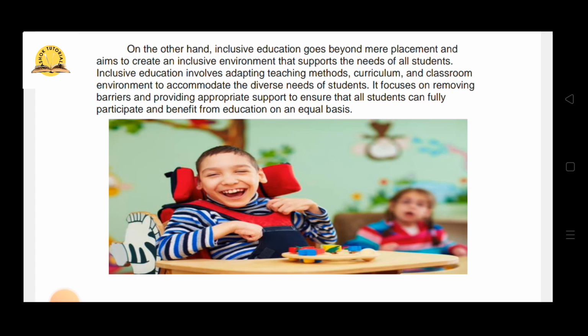And this is our duty as teachers, to educate the children. So it focuses on removing barriers and providing appropriate support to ensure that all students can fully participate and benefit from education on an equal basis. See, here it says that physical barriers should be removed. So the ramps, the best example is ramp, no?